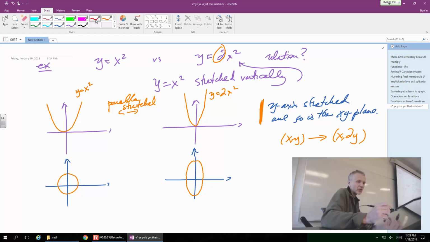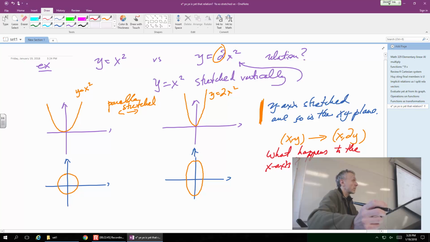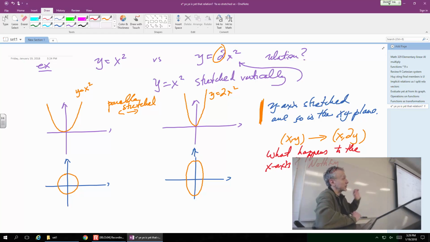Notice what's happening under the stretch. What happens to the x-axis under this stretch? No. It stays put, exactly. So nothing. Every point on the x-axis is not going anywhere. Look at the formula over there. So xy goes to x2y. So x is still there. All the transformation is vertical.